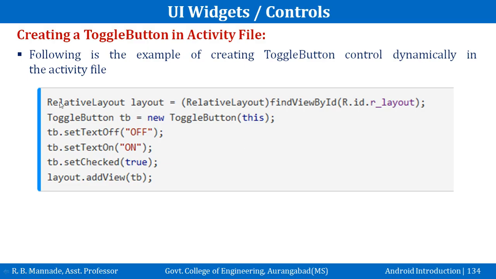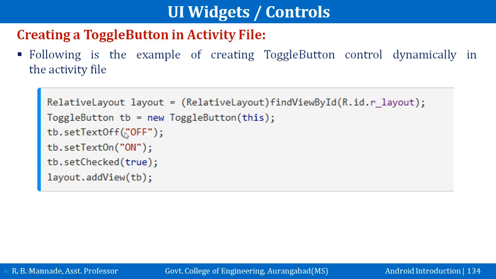So here we have declared one object of type RelativeLayout class, and we are mapping this object with our layout which we have defined in our XML file by using findViewById and passing the ID of the layout which we have defined in the layout file. Then here we have created the object of the ToggleButton class. So ToggleButton tb equal to new ToggleButton, and this is the current context.